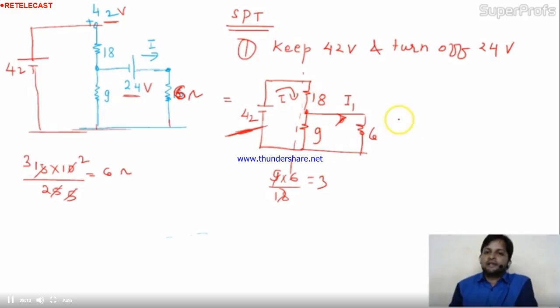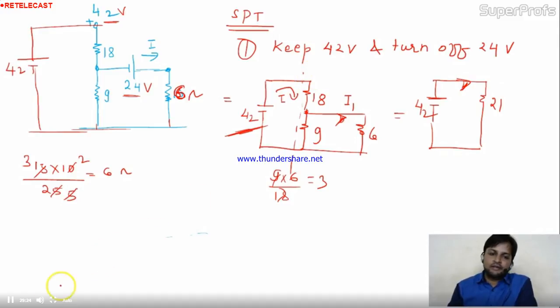So the final combination, the equivalent circuit, is like 42 volt with 21 ohm. So the current in the circuit will be, please tell me, 2 ampere. Is it okay? So once you get the 2 ampere, now this 2 ampere is coming here. Now I need the current in this branch using the current division rule.